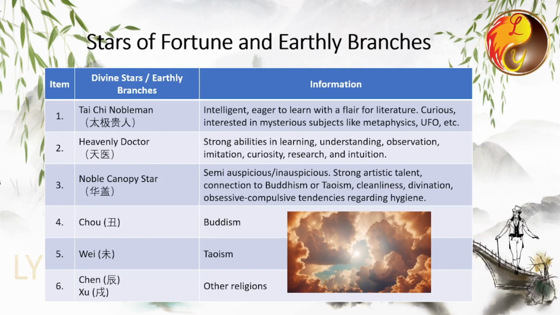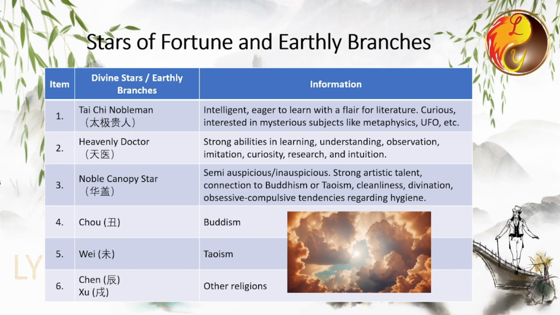Today, I would like to share a few conditions that determine whether someone can learn the I Ching well. First, if a person's chart contains auspicious stars, such as Tai Chi Nobleman, Heavenly Doctor, and Noble Canopy Star, it shows that they have an interest in metaphysics and the I Ching. Tai Chi represents curiosity. Such a person is fascinated by UFOs, Qigong, philosophy, and all kinds of mysterious subjects, including the I Ching.